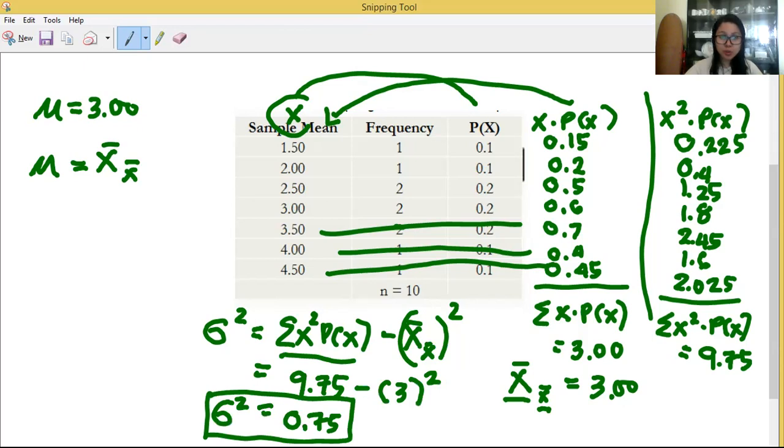And if you want to solve for the standard deviation of our sampling distribution, what do we do? We simply find the square root of 0.75.